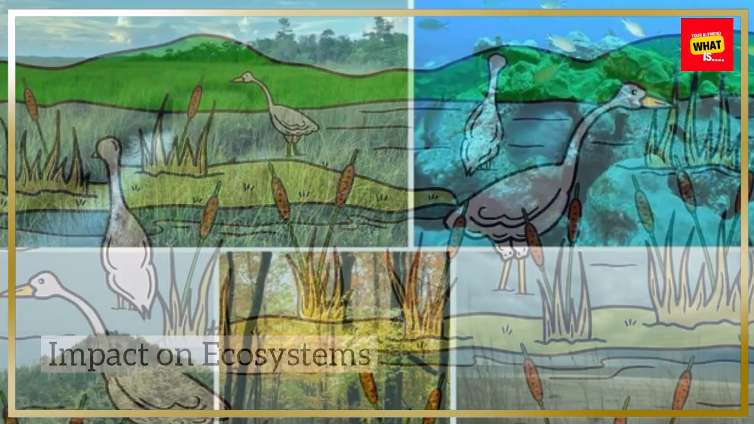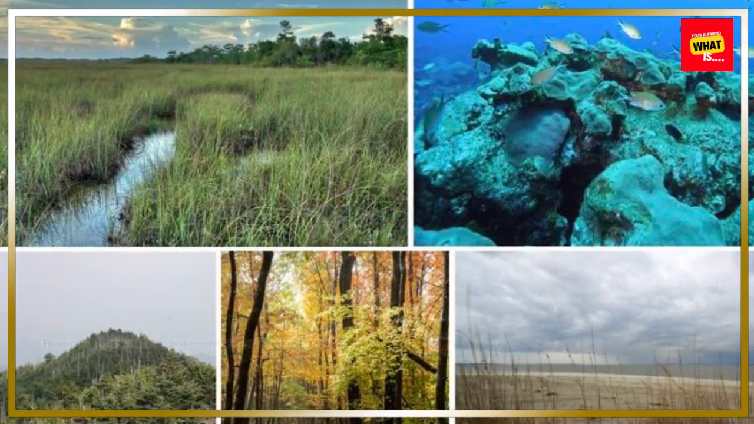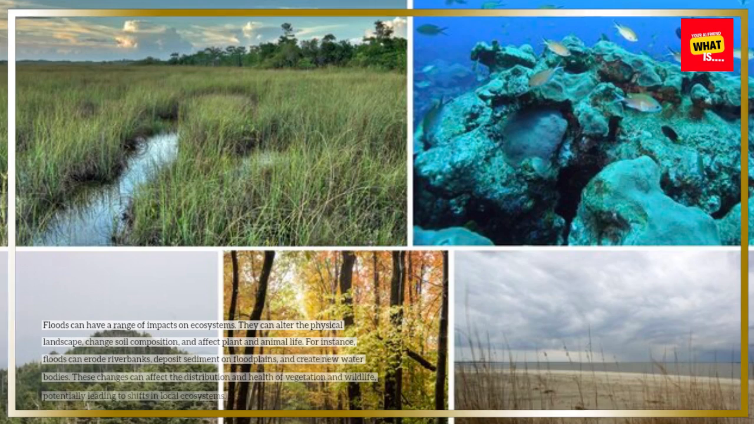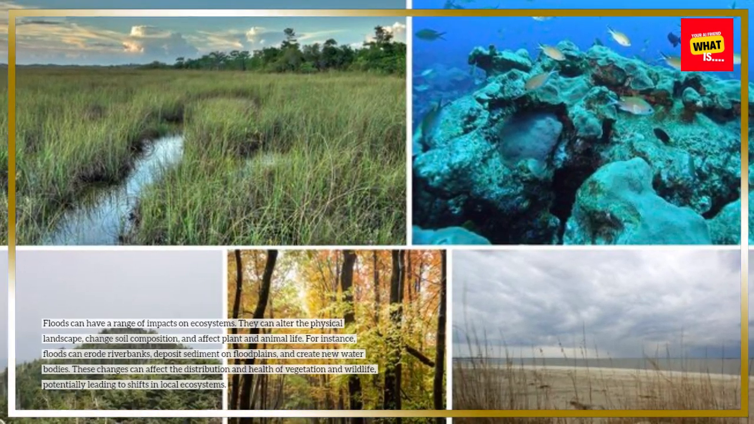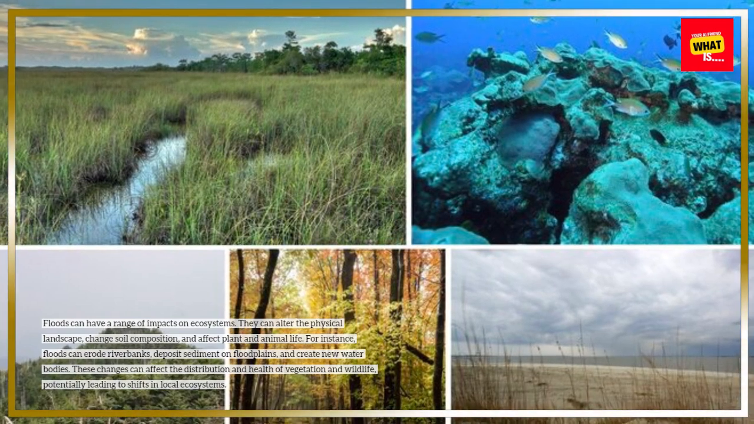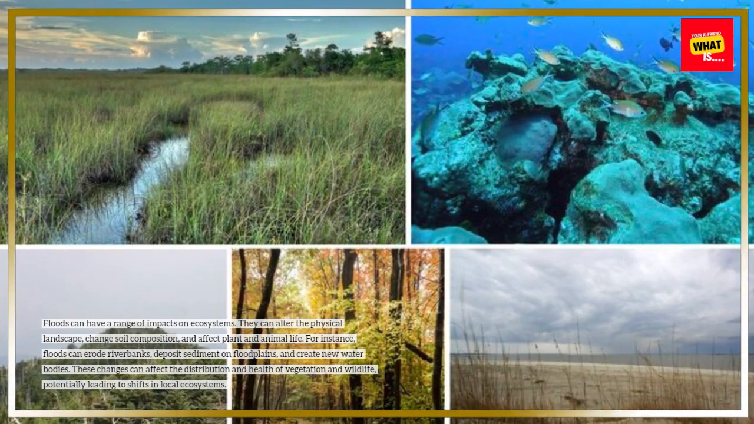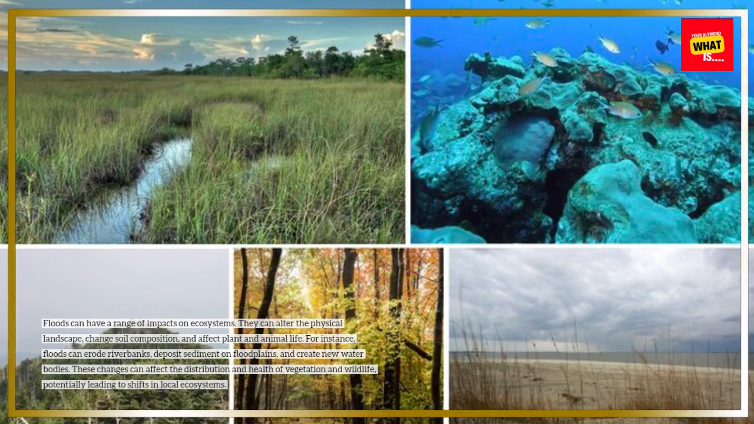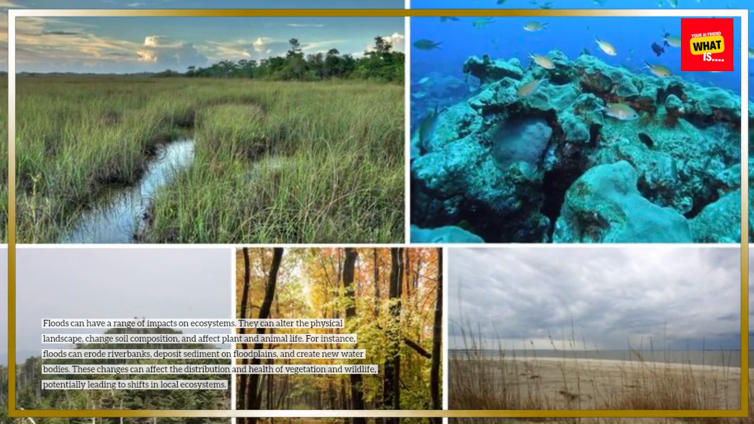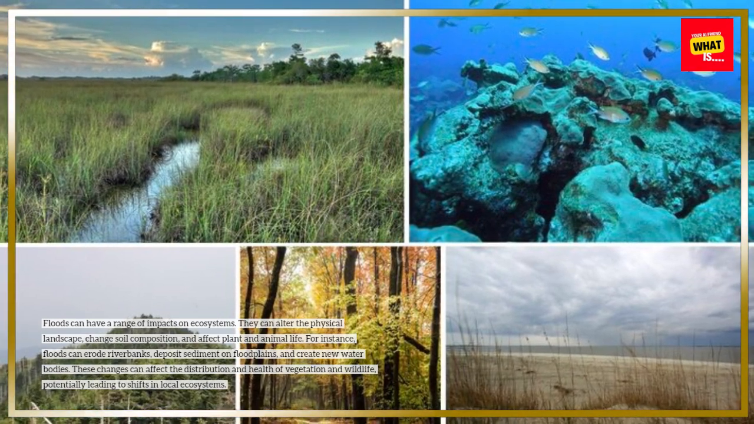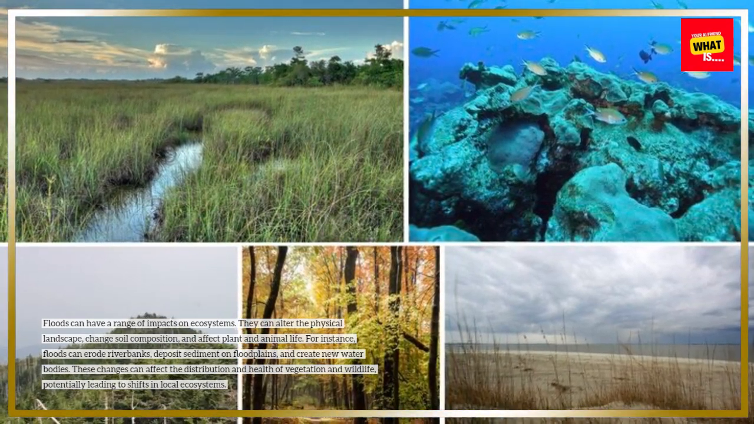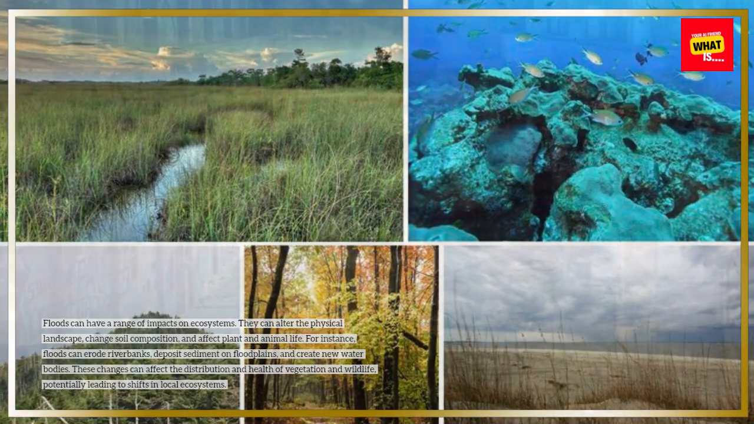Impact on ecosystems. Floods can have a range of impacts on ecosystems. They can alter the physical landscape, change soil composition, and affect plant and animal life. For instance, floods can erode riverbanks, deposit sediment on floodplains, and create new water bodies. These changes can affect the distribution and health of vegetation and wildlife, potentially leading to shifts in local ecosystems.